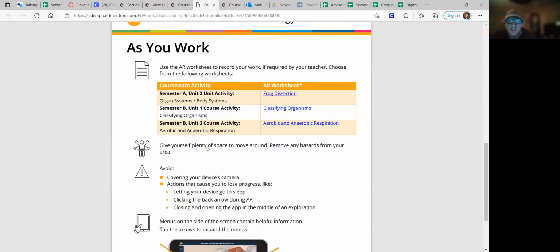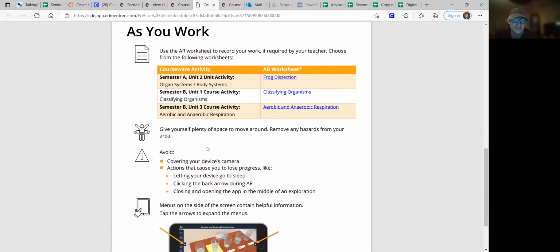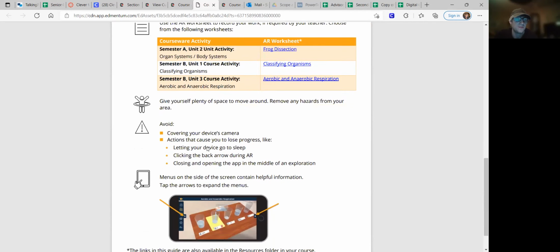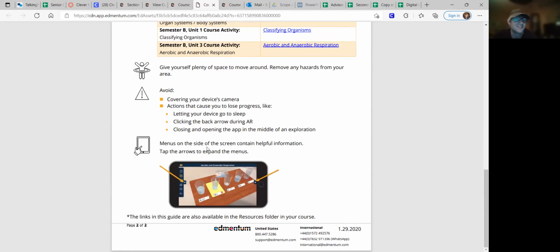As you work, you have these AR worksheets to record your work if required by your teacher. I'm not requiring this, but I think it is fun if you are willing to download an app and just test things out. That's what science should be about, is experimenting, having fun, doing new things, and seeing what you can do.